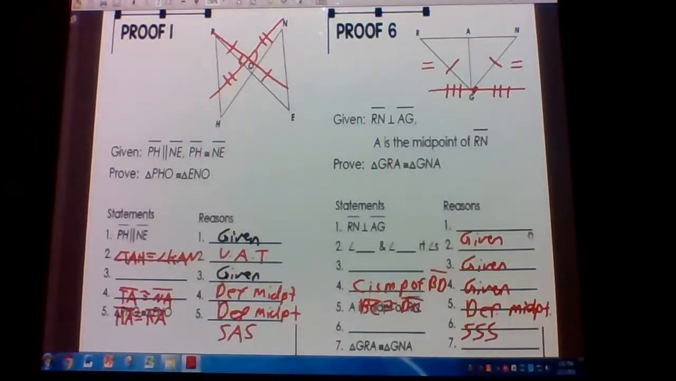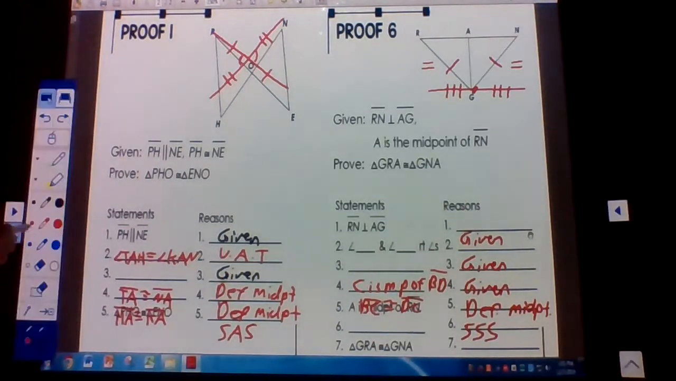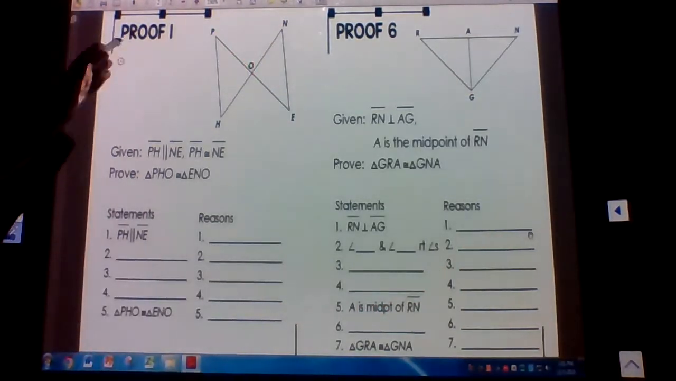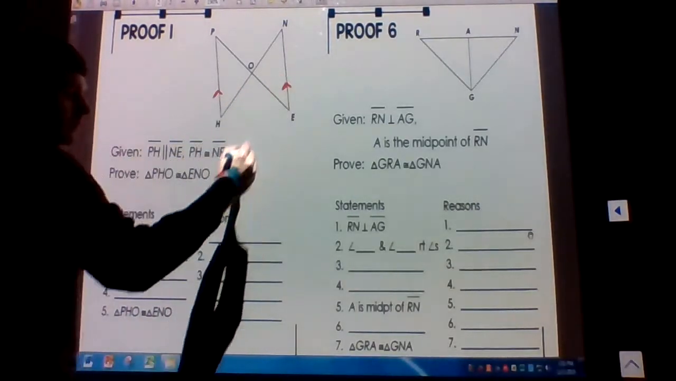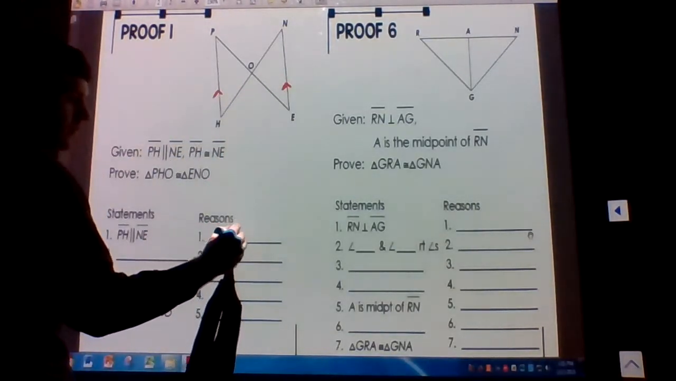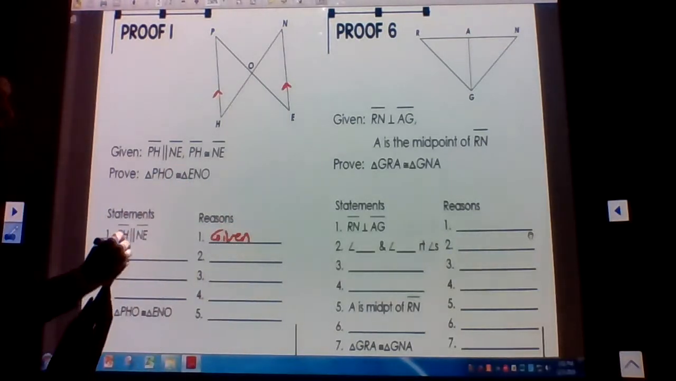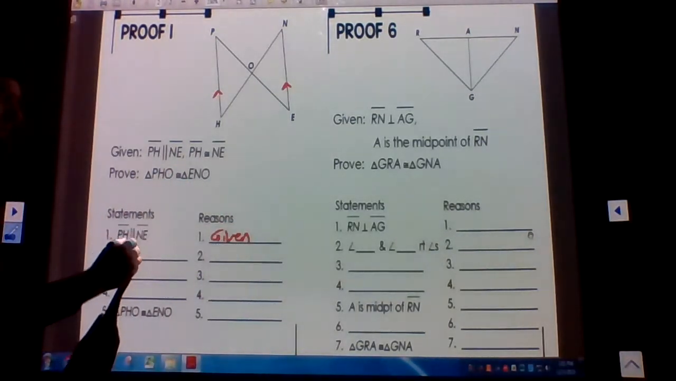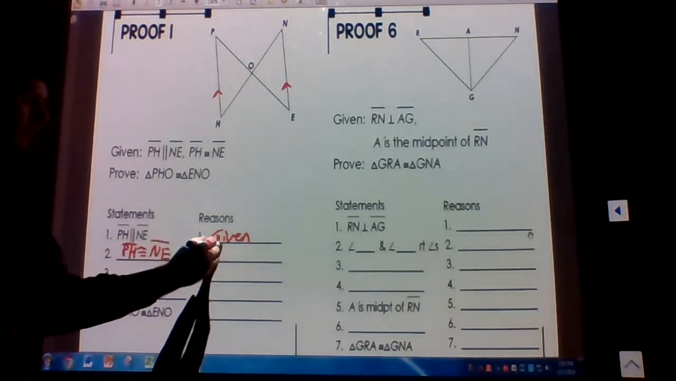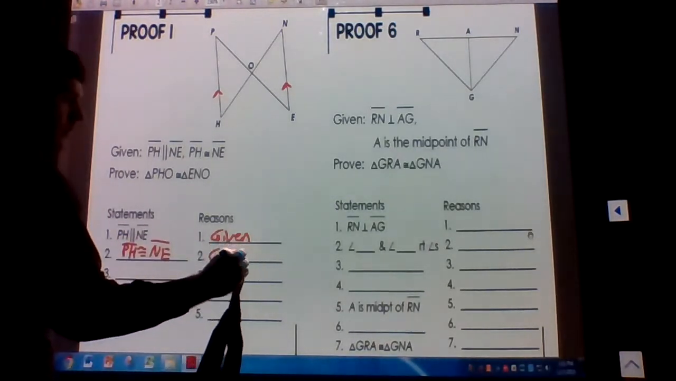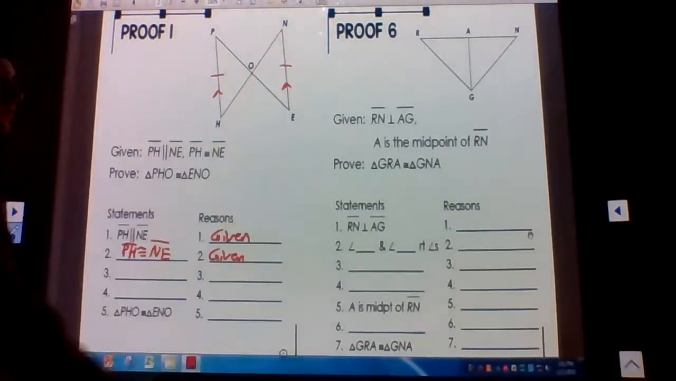We go down. So this one here, proof number 1. Okay, it's giving us two things that are given. So we know PH is parallel to NE. That's given. Okay, and then we know PH is congruent to NE. Okay, that's also given. So we fill those in.